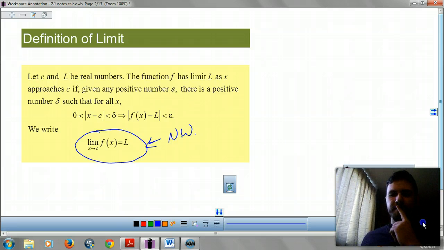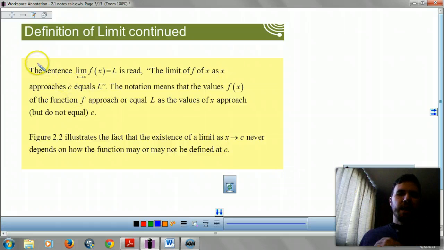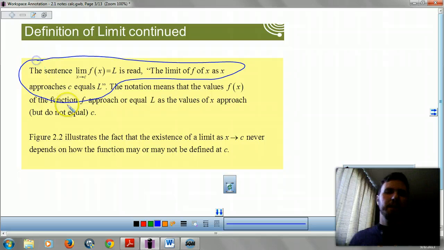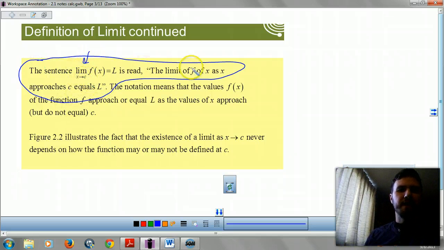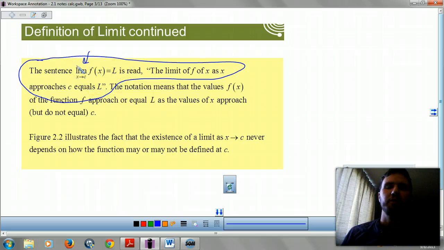Easier to look at. I would write this. Okay. The limit as x approaches c, or the limit of f of x as x approaches c, is equal to L. That means as we get closer and closer to that c, our function is going to approach L. Okay? And I've got a picture to show you when you're done writing this.